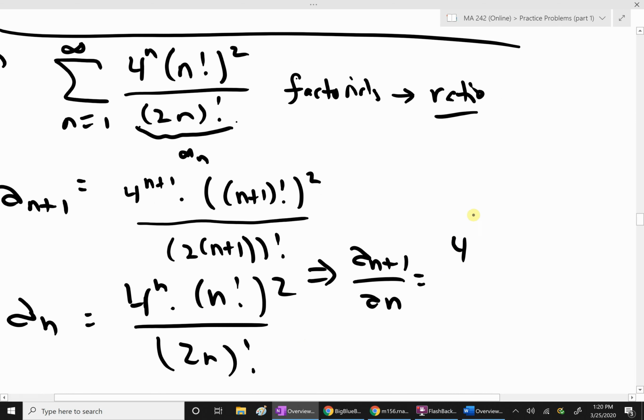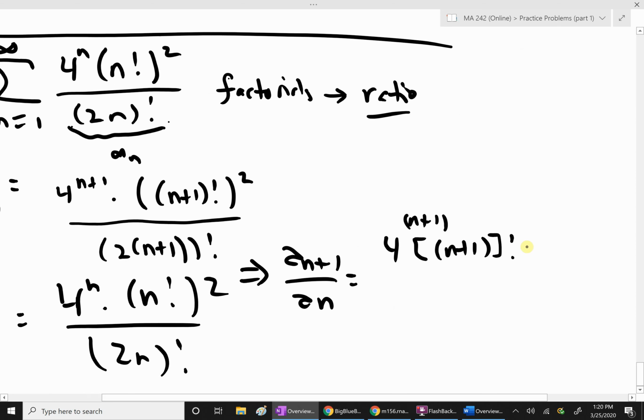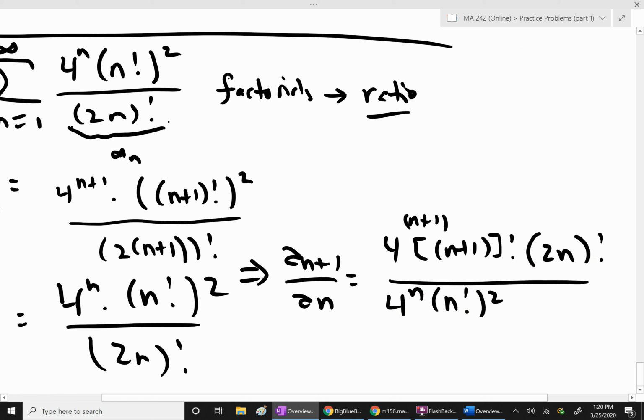and this will be 4 to the n plus 1 over n plus 1 factorial times 2n factorial, okay, over 4n times n factorial squared. Oh, I'm sorry, this guy was squared. Sorry. That's why I put that bracket and I didn't follow through. Okay? Over 2n plus 2 factorial.